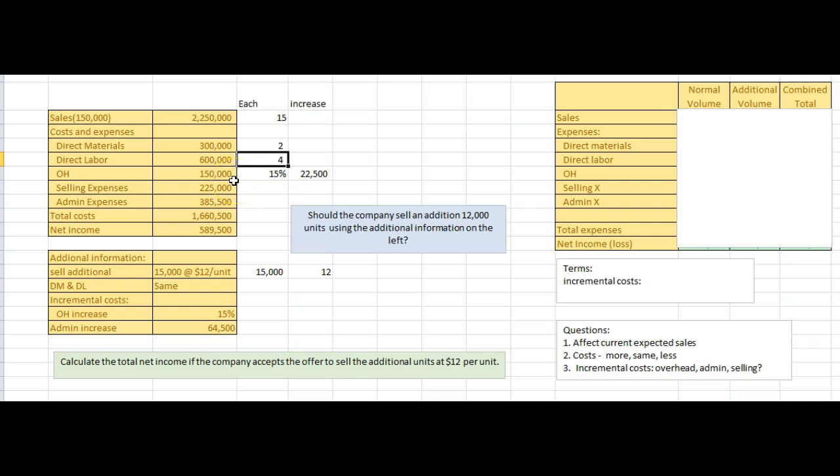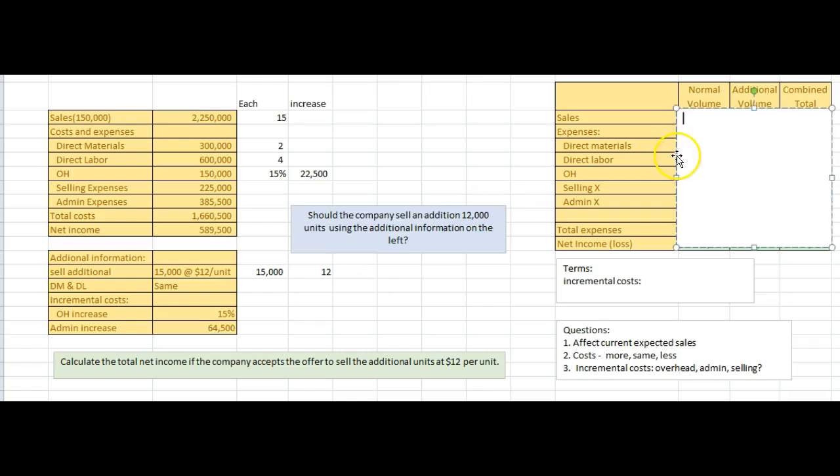Overhead, what does it say about overhead? Overhead increases by 15%. There's just a 15% increase. So 15% increase of 150,000 is 22,500. Administration cost increased by 64,500. Okay, so we've got all the information.